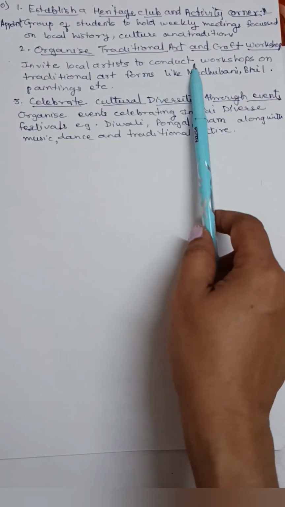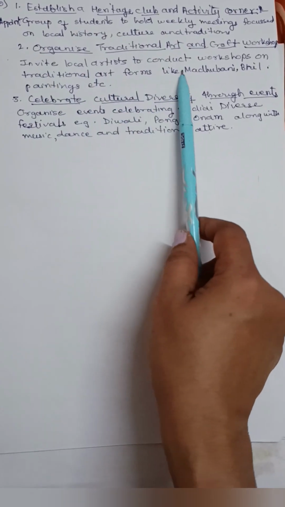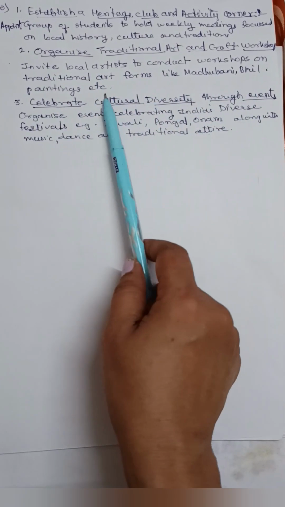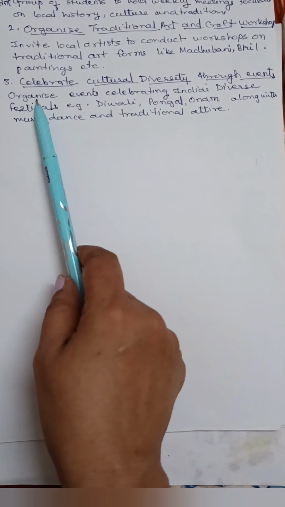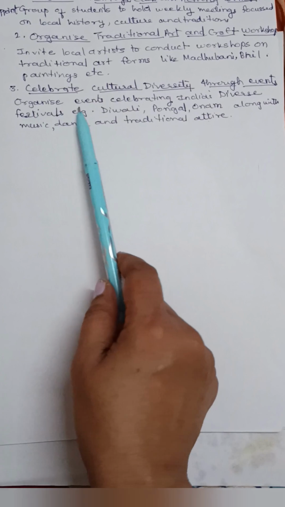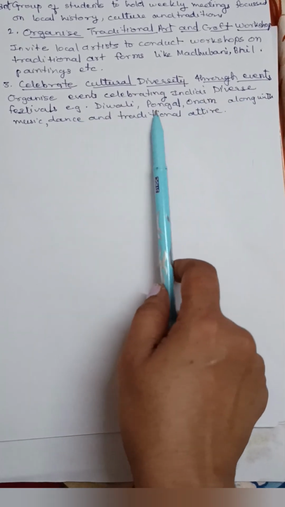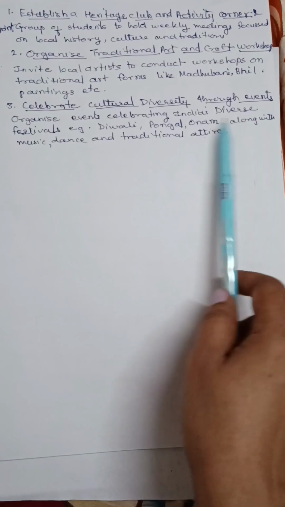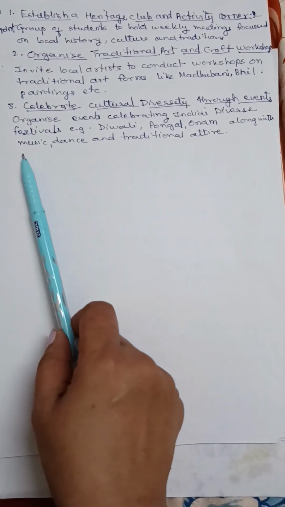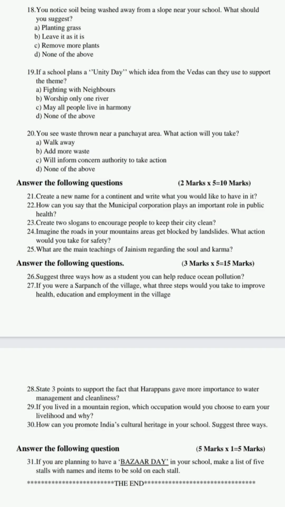Second, organize traditional art and craft workshops. Invite local artists to conduct workshops on traditional art forms like Madhubani, Bhil painting, etc. Third, celebrate cultural diversity through events. Organize events celebrating India's diverse festivals, for example Diwali, Pongal, Onam, along with traditional music, traditional dance, and traditional attires.